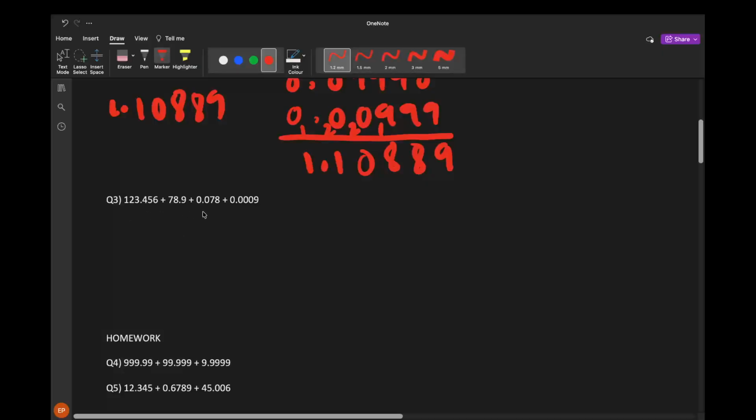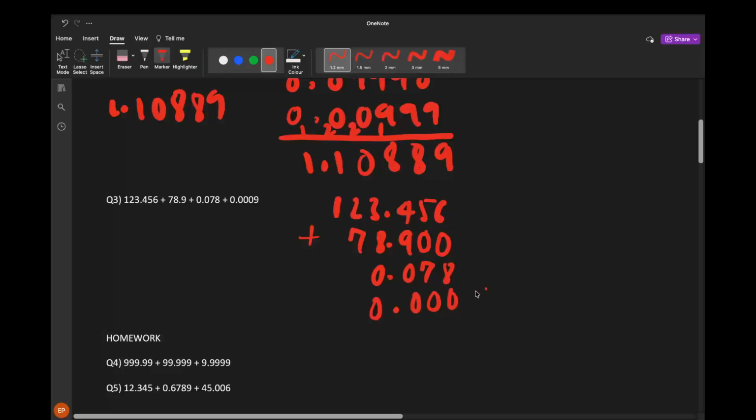We'll do the next question. 123.456 plus 78.9 plus 0.078 plus 0.0009. Try to do it on your own. Okay, 123.456 plus 78.9. On the right side, nothing is there, which means we can add any number of zeros. Then 0.078, then 0.0009.